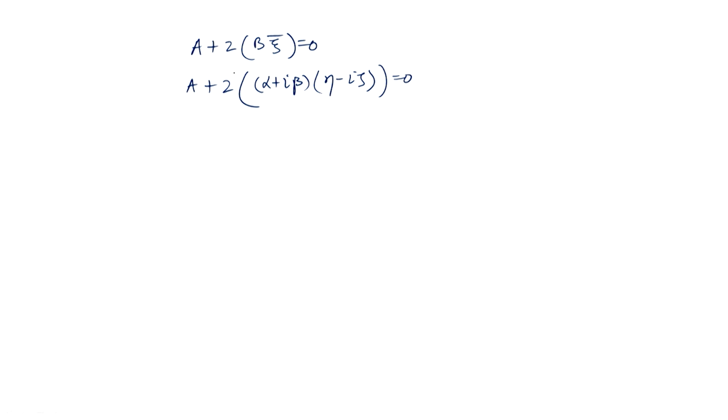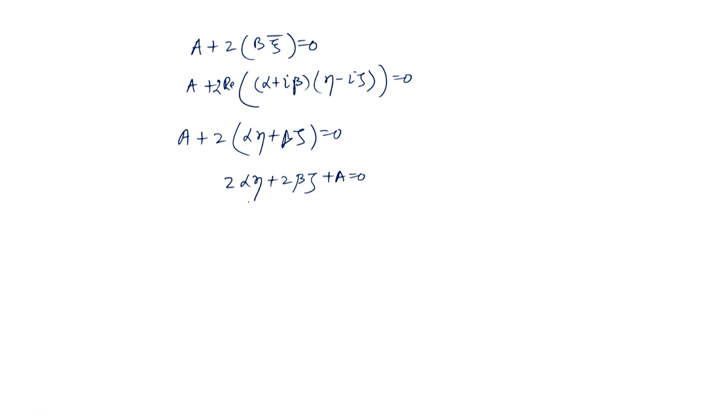Now we can take the real part here. The real part is alpha eta and then minus I square beta zeta, so this means plus beta zeta equal to 0. So, what do we get? 2 alpha eta plus 2 beta zeta plus A equal to 0.